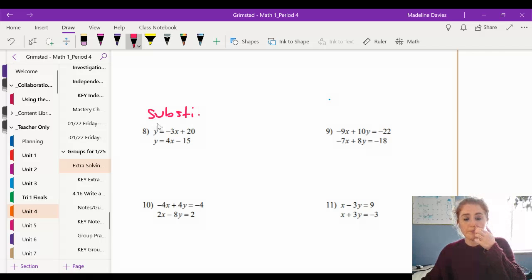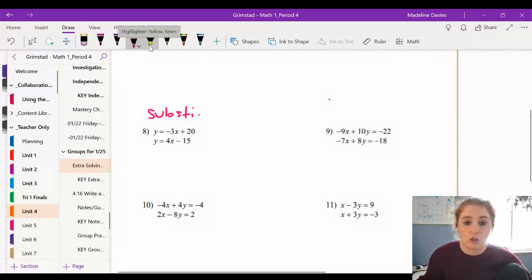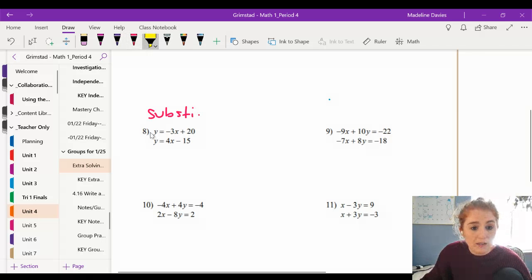Great. And then with substitution, much like elimination, where we are working to eliminate or get rid of one of the variables, in this one we're substituting something in for one of the variables. So pay attention. If you get confused, pay attention to what the name is actually telling you. So here in substitution, we're going to be substituting.